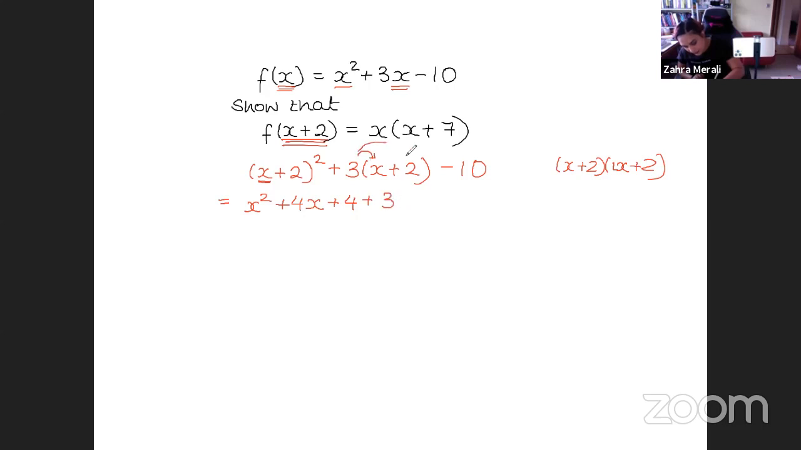And then we're going to open out these brackets as well. So 3x plus 6 minus 10. When I clean that out, I've got x squared, 4x plus 3x, which is 7x, 4 plus 6, which is 10, minus 10, which is 0. I can take x outside the bracket, and I've got the answer there. So there's one type.